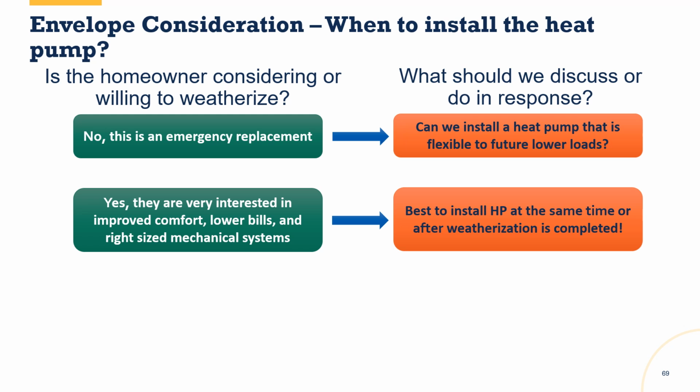There are some utilities like Xcel Energy that will actually offer you a bonus incentive if the heat pump is installed within 6 months of doing the weatherization. Why? They believe in this type of prioritization equals success.